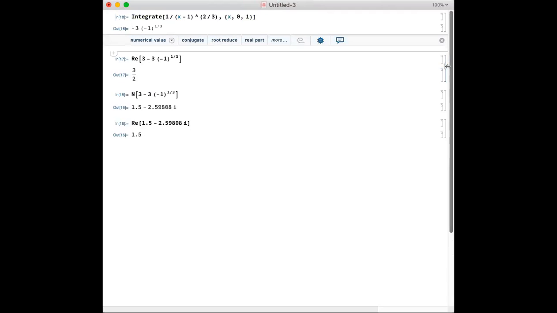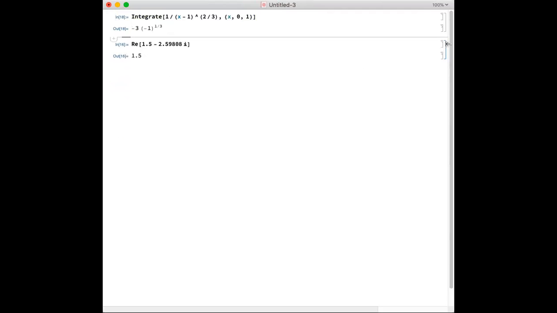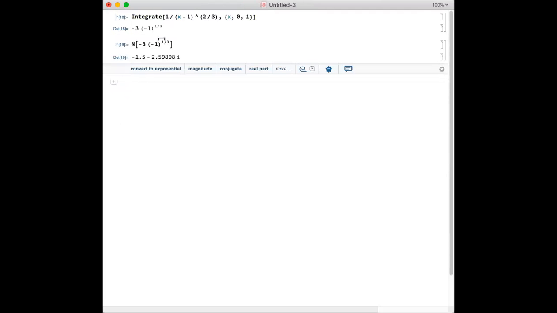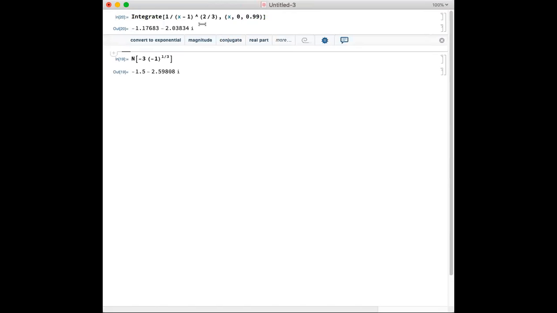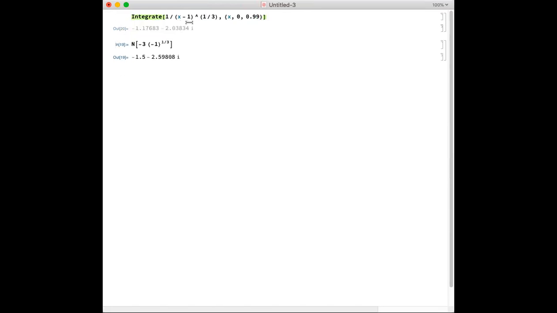And I'm going to kill all of these oddball things. So there's the integral from 0 to 1. And I'm going to just say numerical value. Not understanding why this is giving me this as though it's a complex number. What's the problem here? So let's try it this way. 0.99. So this really doesn't like the (x minus 1) to the 2/3 power. Let's try this.